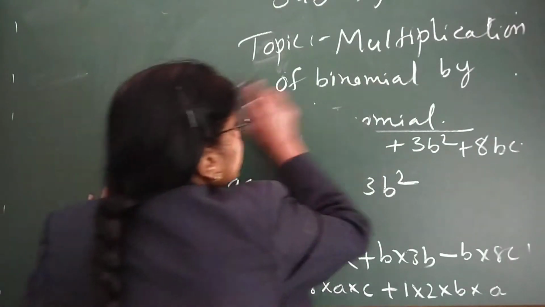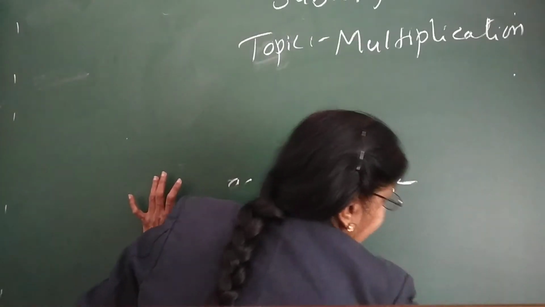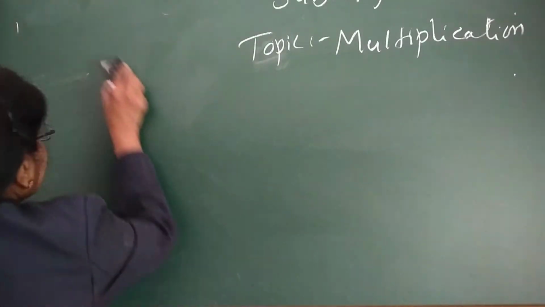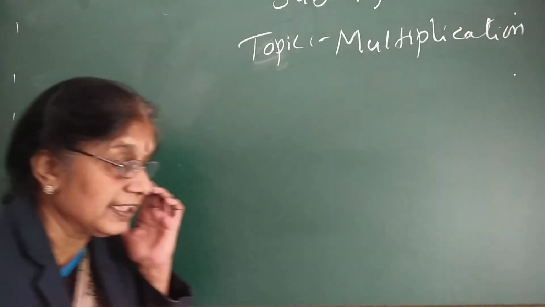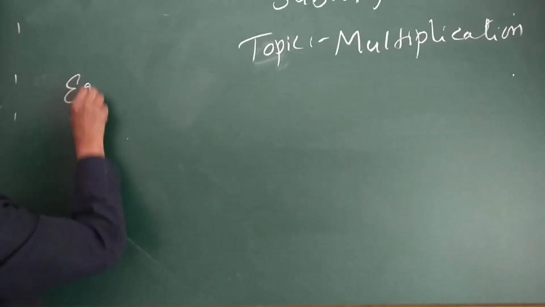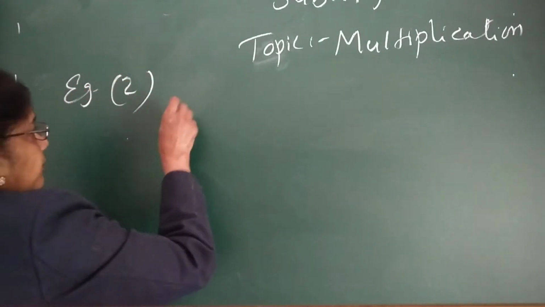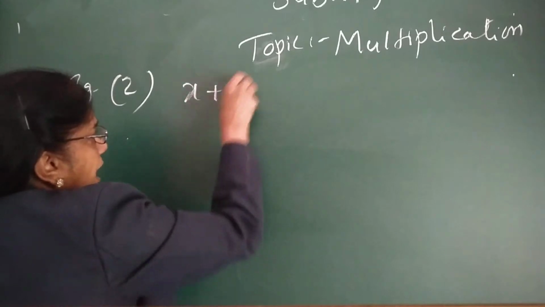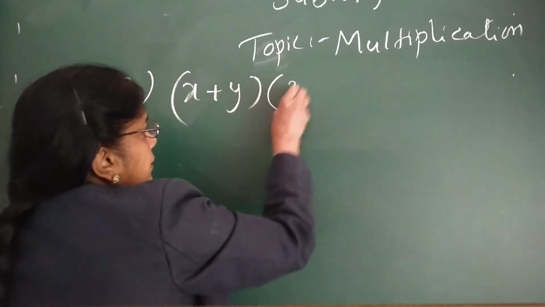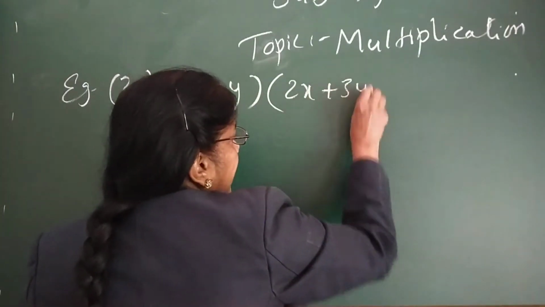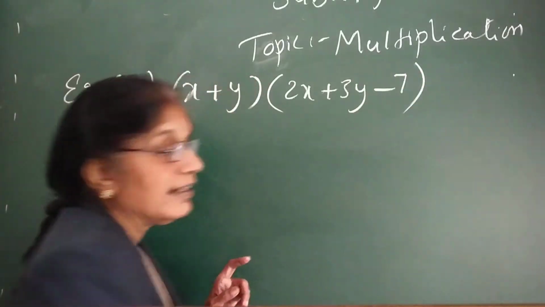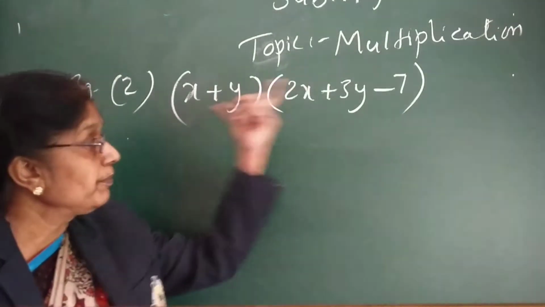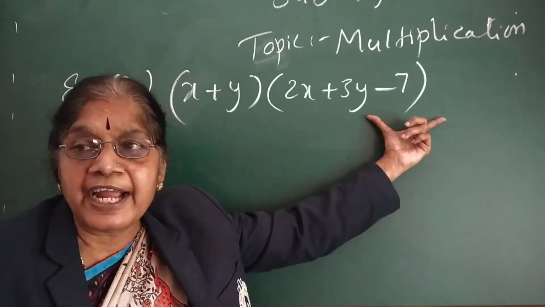Let us see one more example and then we will go to the exercise. Second example, let us see. Example 2. x plus y in the bracket 2x plus 3y minus 7. So a binomial and a trinomial.